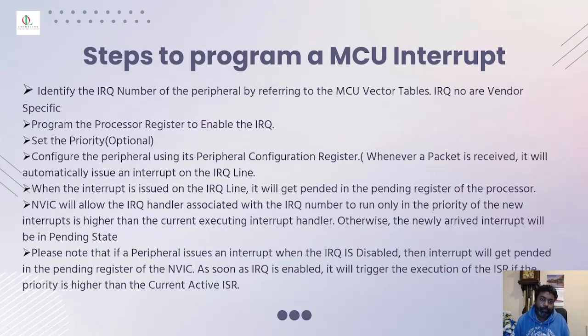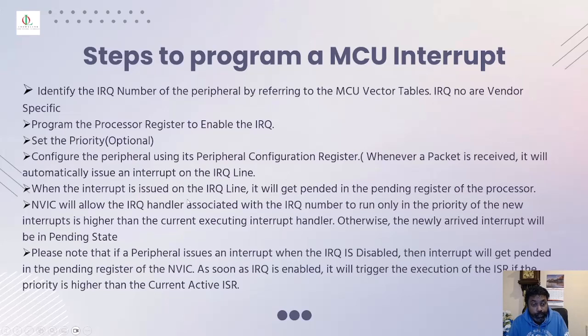So these are all the steps to program the MCU. The first point is you need to identify where the interrupt request is from the vector table. You need to go to the vector table and identify, for example, with this USART2 we are going to learn, that its IRQ is 38. Once you find the number, then program the processor register to enable. You have to enable that register first and then set its priority level if you want to, but it's just optional. Then configure the peripheral using its peripheral configuration register.